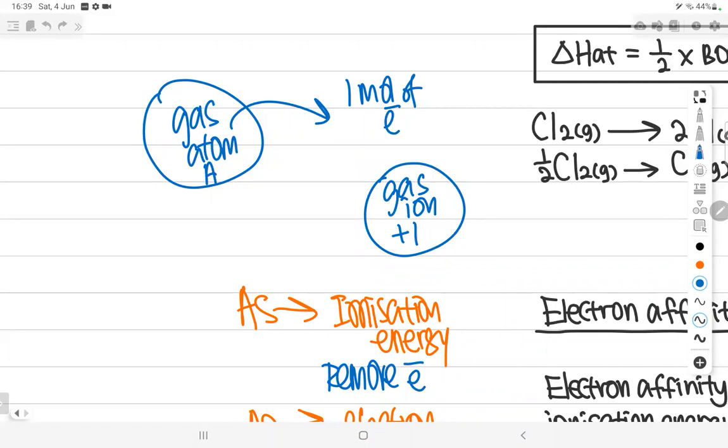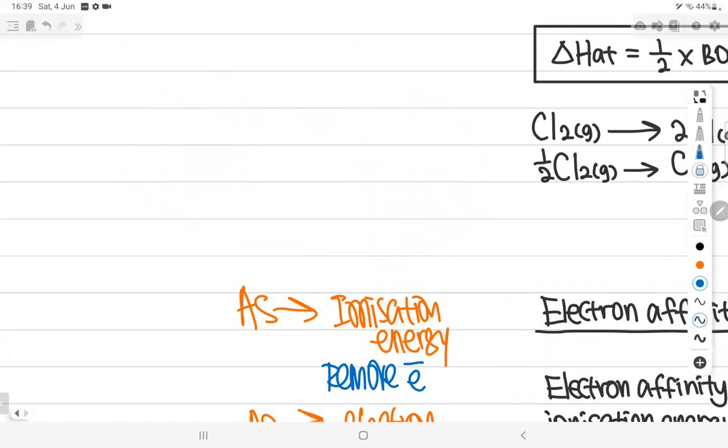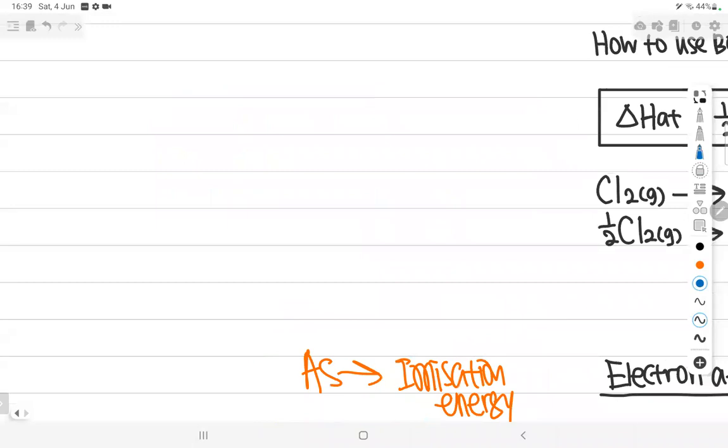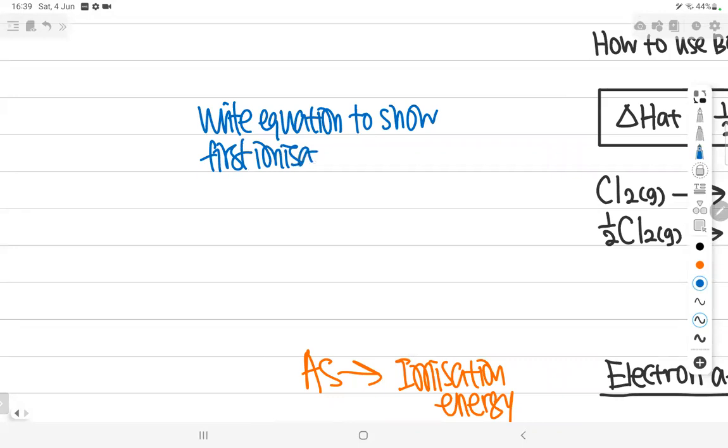Okay, so let's do a quick revision here. So what if the question asks us, this is something about AS. So if you don't know about this, you should do your revision for your AS seriously. So let's do a quick revision here. The question asks, write the equation to show the first ionization energy of aluminium. So how to write the equation to show the first ionization energy for aluminium?